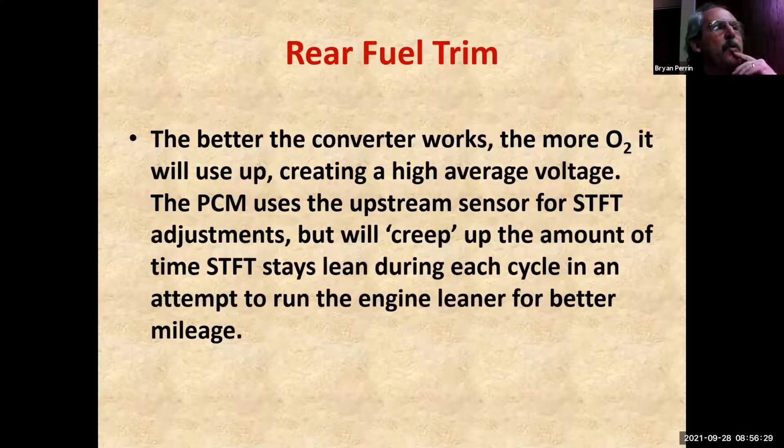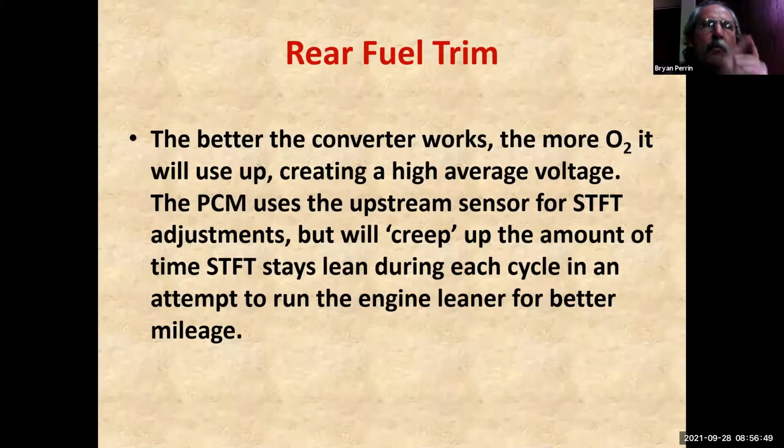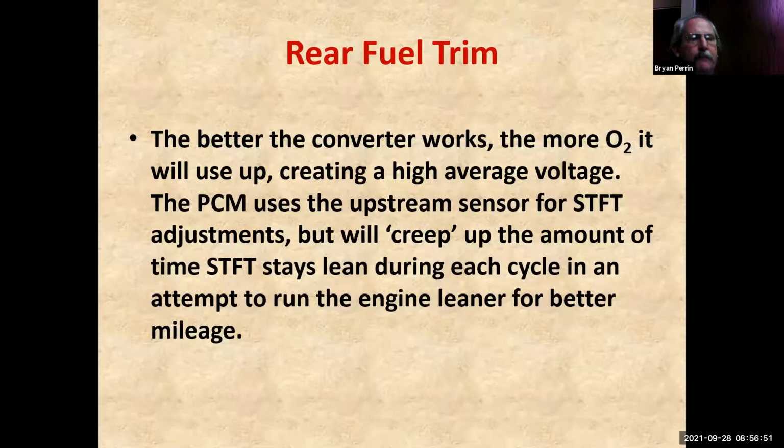So the better the converter works, the more O2 it will use up, creating high average voltage. The PCM uses the upstream sensor for short-term fuel trim adjustments, but will creep up the amount of time short-term fuel trim stays lean during each cycle in an attempt to run the engine leaner for better mileage. So the other thing we do, and I got some graphics showing up, is that I want my engine to run lean because I can get better fuel economy. But if I run lean under a load, I get high NOx emissions.